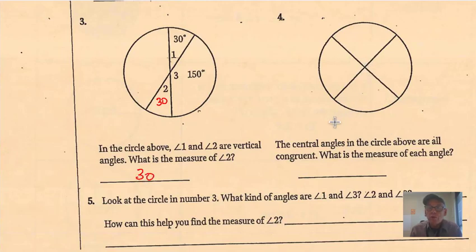In number 4, the central angles are all congruent to each other. So we have 4 equal angles that make 360. So each one of those angles must be 90 degrees.